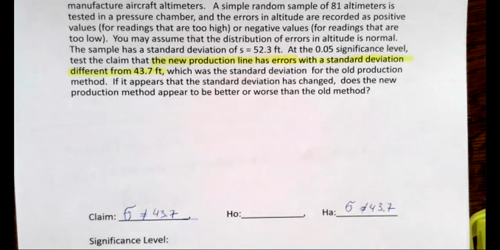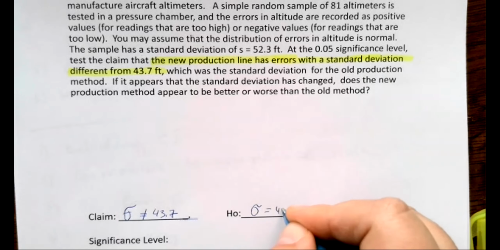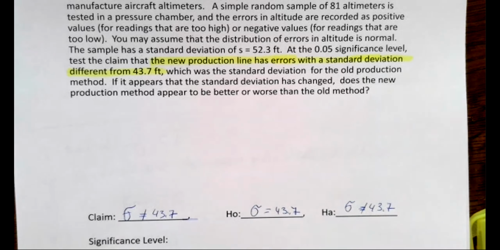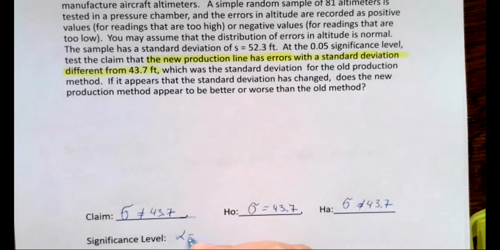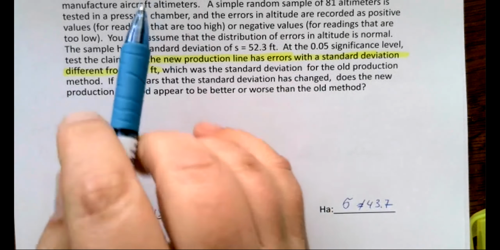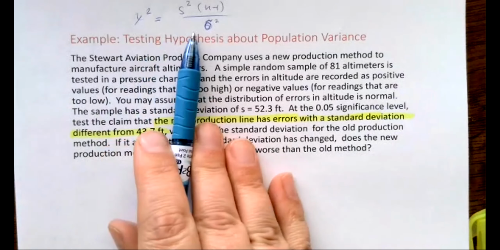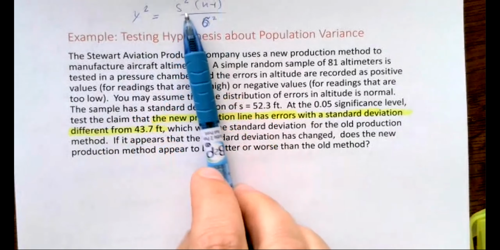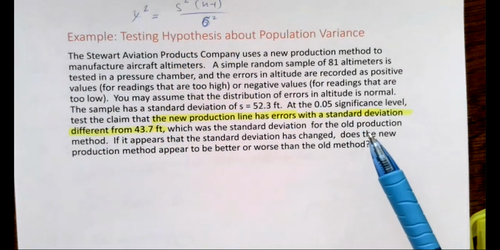Now the null will say that sigma is equal to 43.7. All right, so what's the significance level? They told us the significance level is 5%, so alpha is 0.05. The test statistic: here's how we calculate it. This is the formula for calculating the test statistic. So we need the standard deviation from the sample. We need n. Do we have that information?